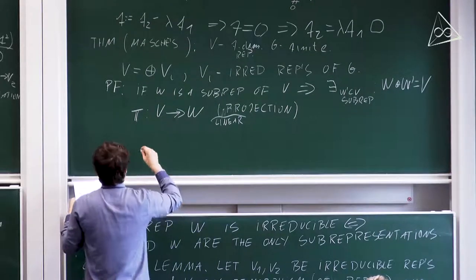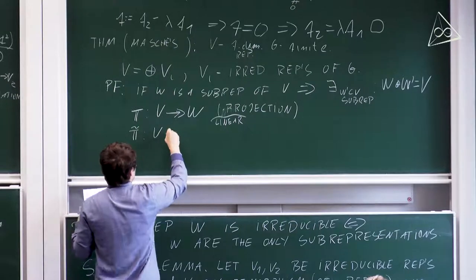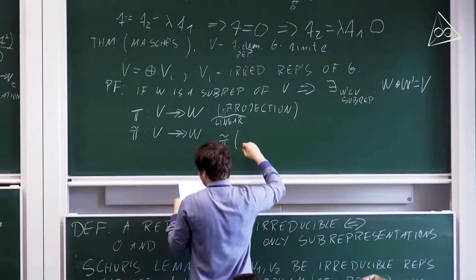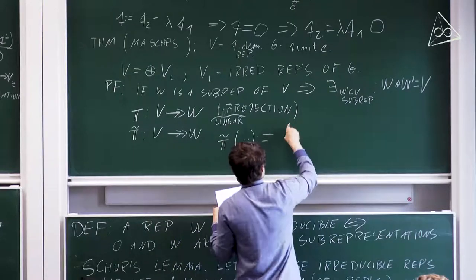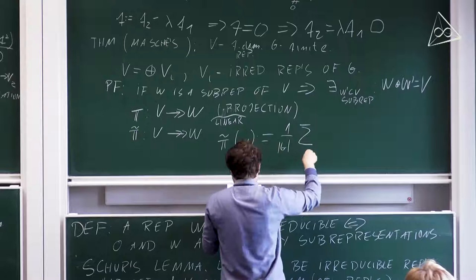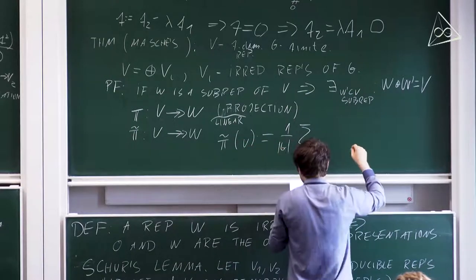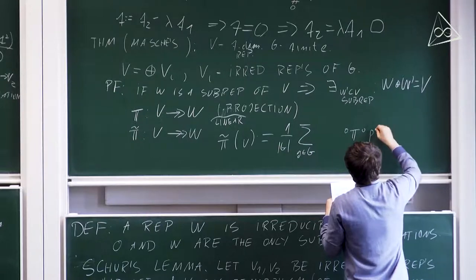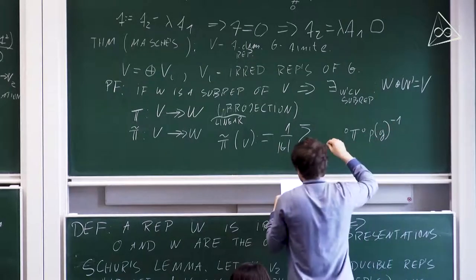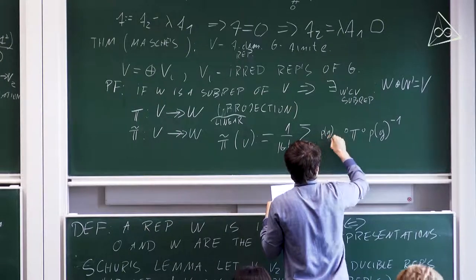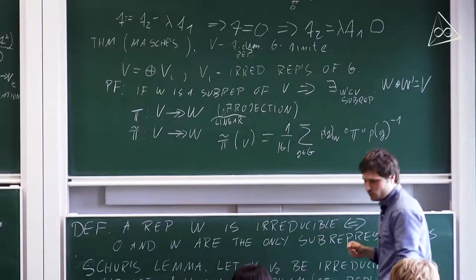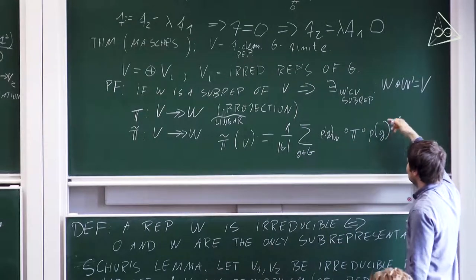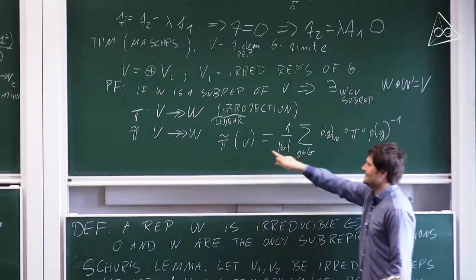We define a new thing that also goes from V to W, a new projection pi tilde, defined as follows. We average over the whole group, and we want to average pi. And how do we do it? Okay, so what does it really mean? It means that if you want to apply pi tilde to v, you have to look over the whole group at how the group element acts on v.